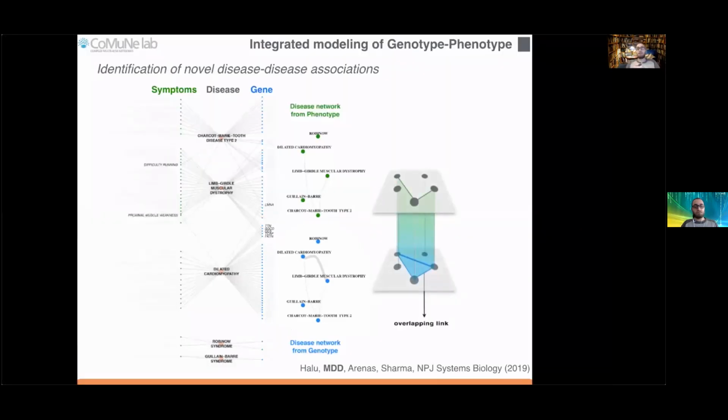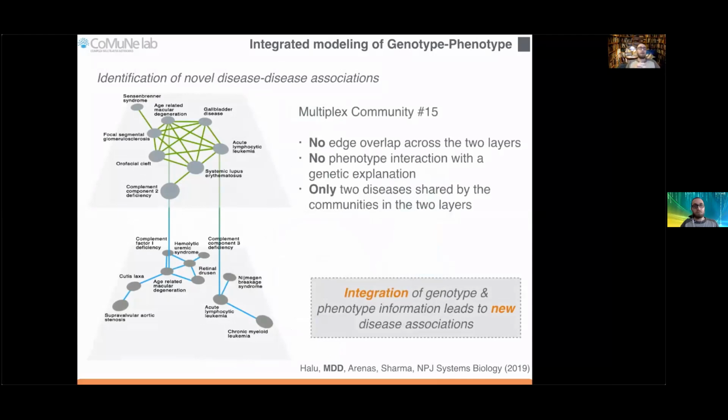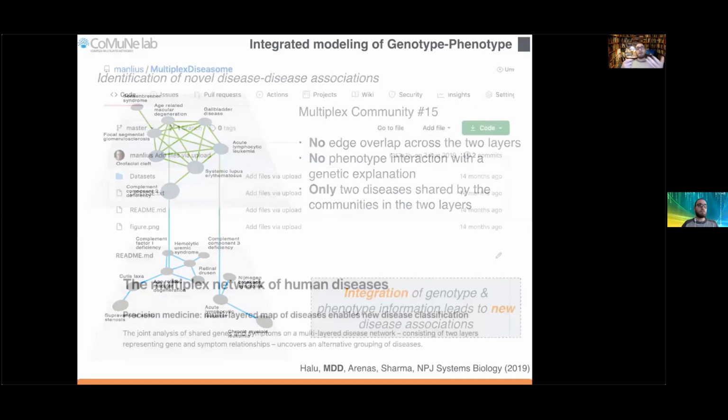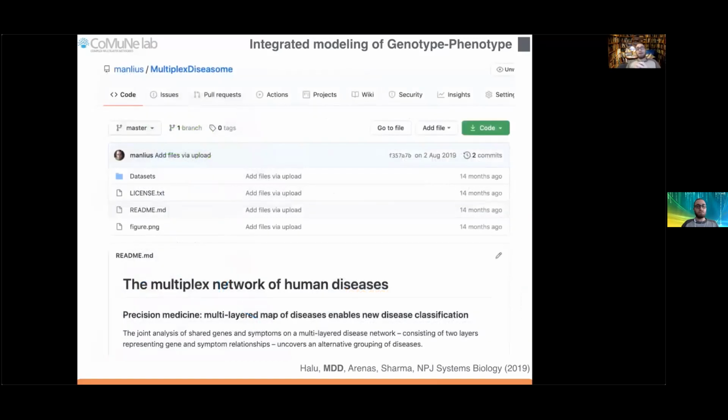And then you have, in this case, a multiplex representation of these genome and phenotype interactions. When you do that and perform community detection with the Infomap algorithm or its generalization, you can find a novel mesoscale organization for the diseases, for disease associations. That novel mesoscale concerns the simultaneous integration of genotype and phenotype information, which led to, for instance, uncovering some disease interactions that were not yet known.